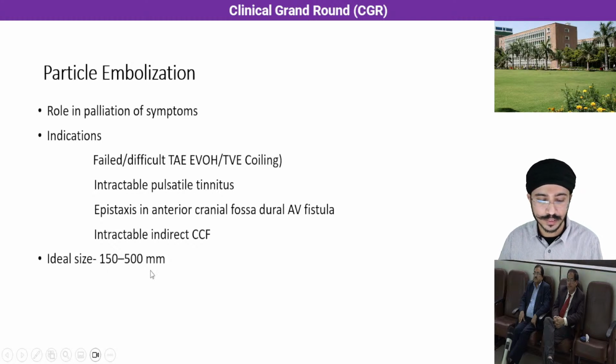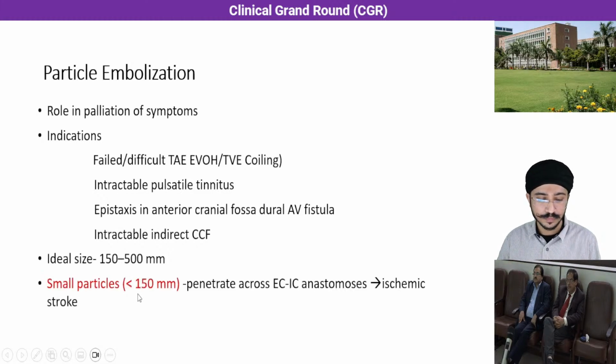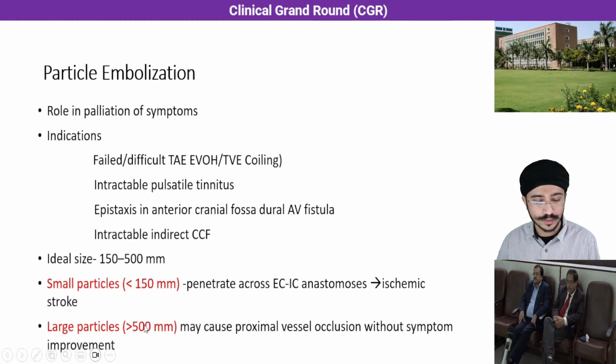The ideal size of the particles that we should use is 150 to 500 microns, because the smaller particles, less than 150 microns, will penetrate the EC-IC anastomosis and that can result in ischemic stroke. Particle size larger than 500 microns will cause proximal vessel occlusion without any symptom improvement.